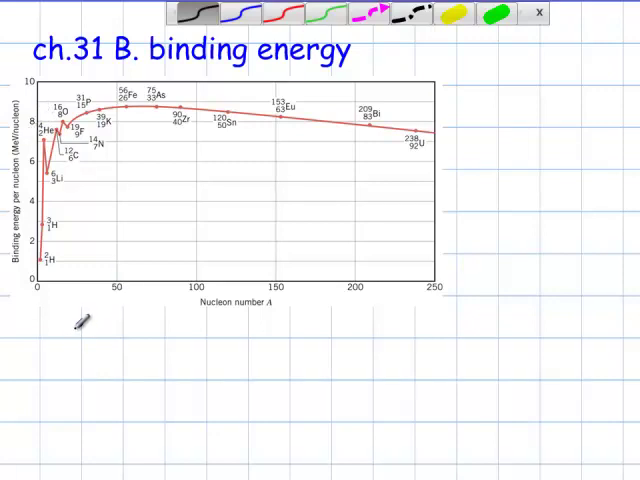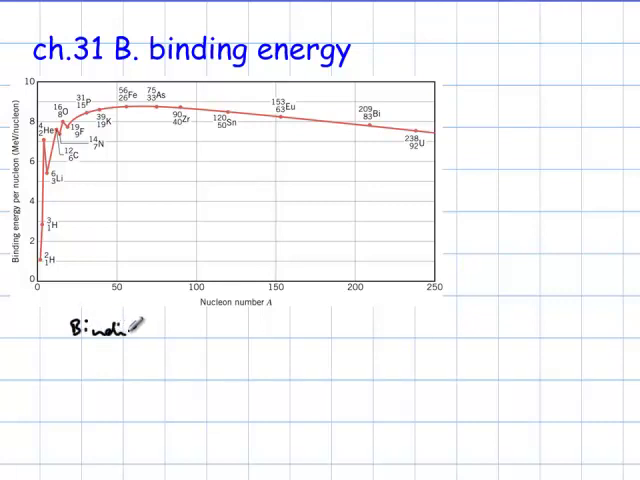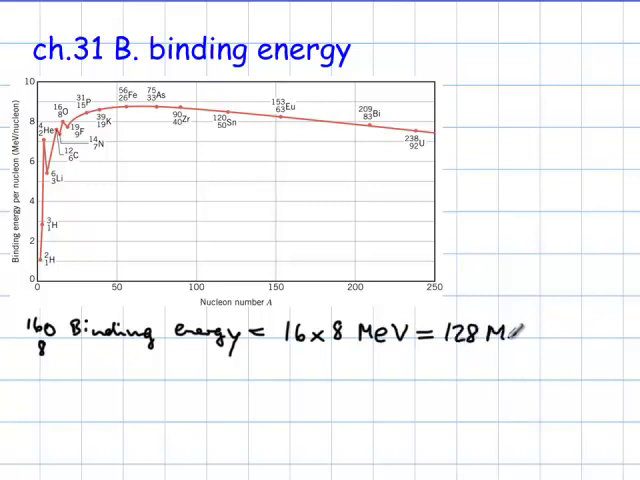So the total binding energy for that particular isotope is going to be 16 nucleons times 8 mega electron volts per nucleon, and that is going to be a total of 128 mega electron volts. Done.